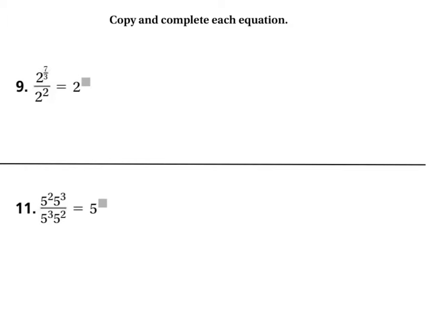All right, these are pretty straightforward. We're trying to subtract the exponents to find out what the new exponent is on 2. So let's do it. Let's take 7, well, I guess we could write it like this: 2 to the 7/3 minus 2. Right? That's really what it's going to look like.